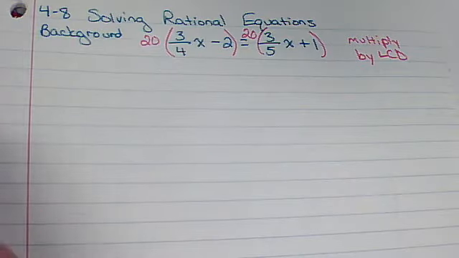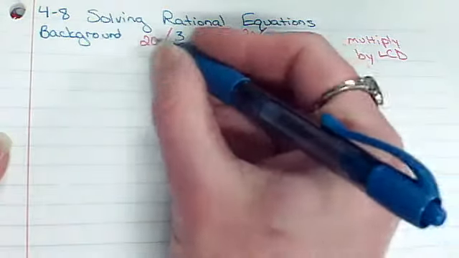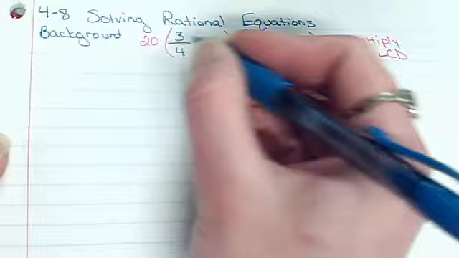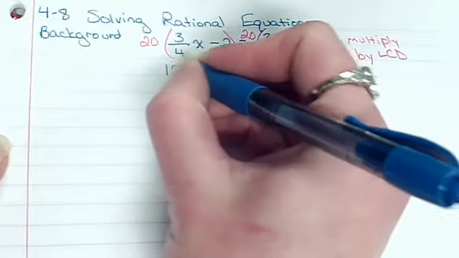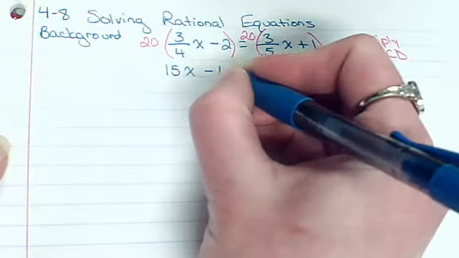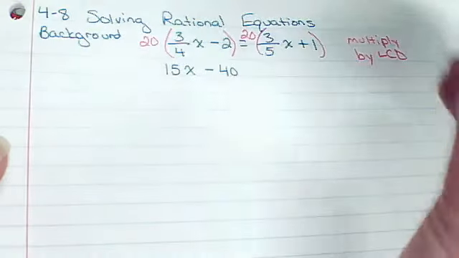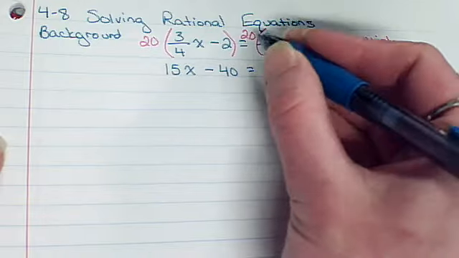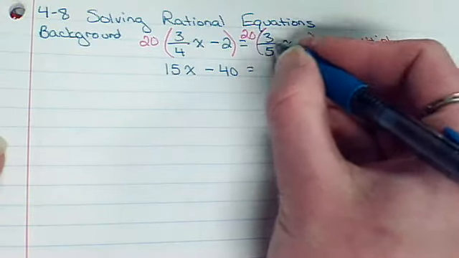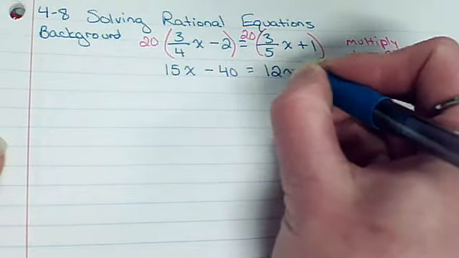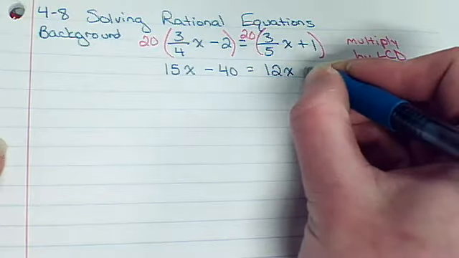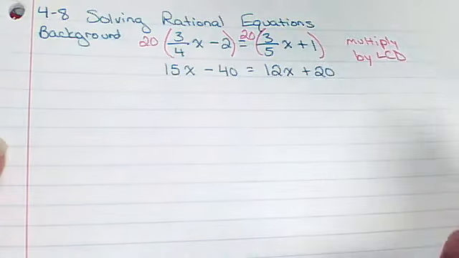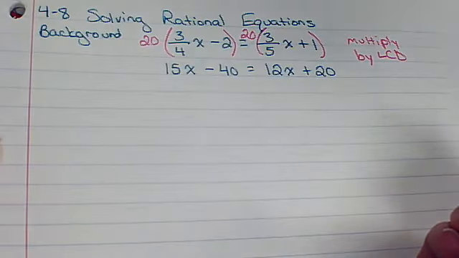So 20 times 3/4, that'd be 4 into 20 is 5. 5 times 3 is 15, so 15x, minus 40, 20 times 2. 20 times 3/5, 5 goes into 20 4 times. 4 times 3 is 12, x. And then 20 times 1 is 20. Now we just have a simple equation to solve.